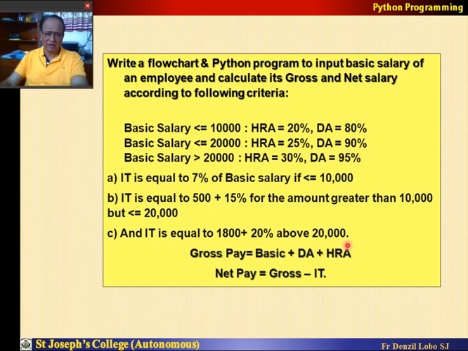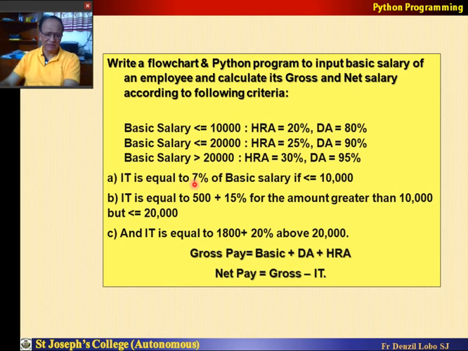So let us see. Now the whole program is like this: if the basic salary is less than 10,000, HRA is equal to 20% and DA is equal to 80%. If the basic salary is greater than 10,000 but less than 20,000, HRA is going to be 25% and DA is going to be 90%. If basic salary is greater than 20,000, HRA is equal to 30% and DA is equal to 95%. And IT, so here we are calculating HRA and DA. There is a separate slab for IT.